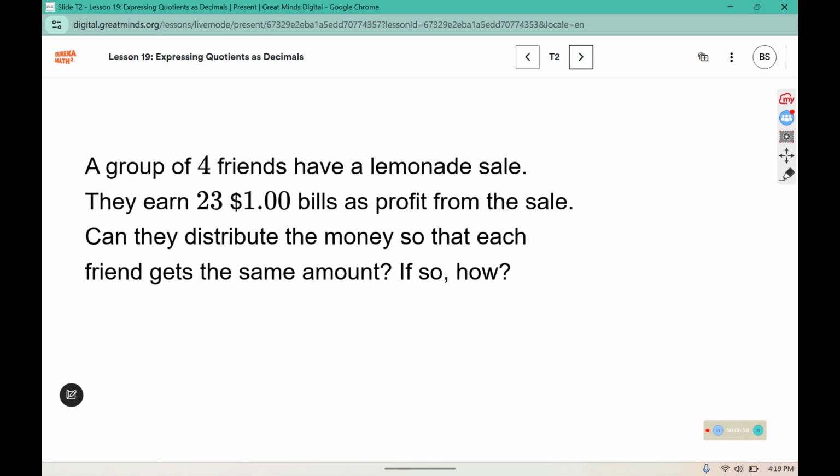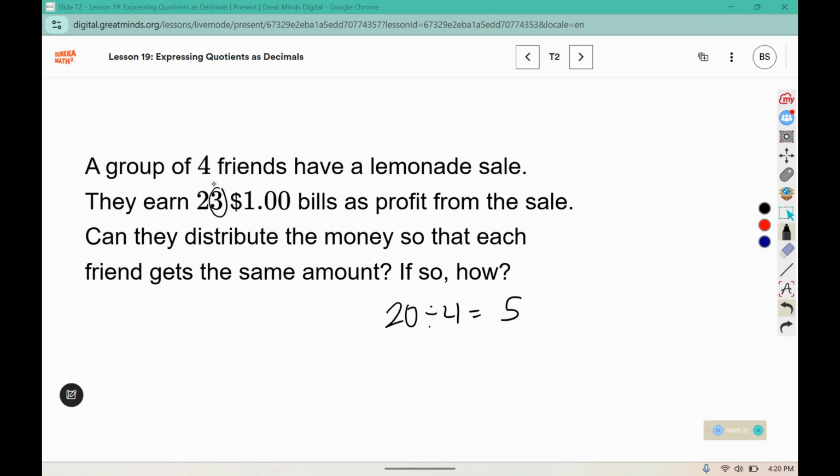A group of 4 friends have a lemonade sale. They earn 23 $1 bills as profit from the sale. Can they distribute the money so that each friend gets the same amount of money? If so, how? Well, we can split 20 into 4 parts. That would give each of them $5.